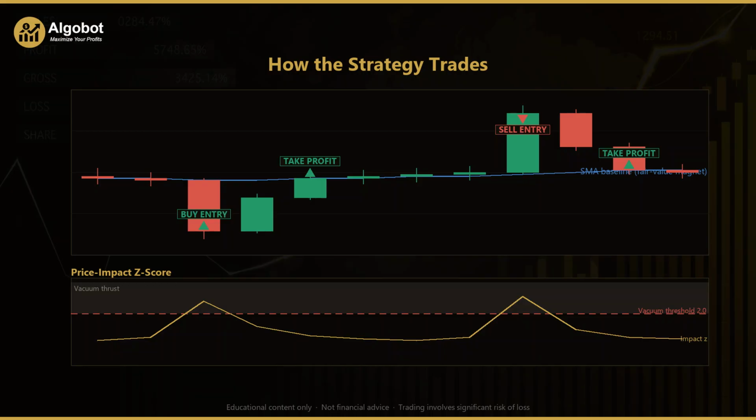Step back and you can see the rhythm. Both trades share the same shape, a sharp, thin, overstretched move away from the baseline, flagged by an impact z-score above the threshold, followed by a fade back to the moving average magnet. The stop always sits one ATR band beyond the extreme, and the target is always the baseline. That symmetry, thin thrust out, revert back, is the entire idea in a single picture.